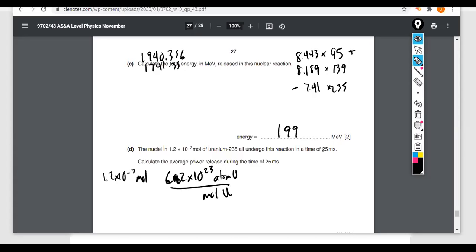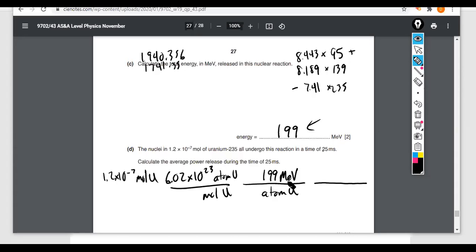And this is how many moles of uranium I've got. So the first step is to just say, if I'm releasing this much energy per reaction, each atom of uranium releases this much energy as it fissions. Well, I've got a whole bunch of uranium atoms here. I've got this many moles. So that's going to give me the total number of uranium atoms. Then I'm going to multiply it by this much energy. So multiply that by 199 mega electron volts per atom of uranium.